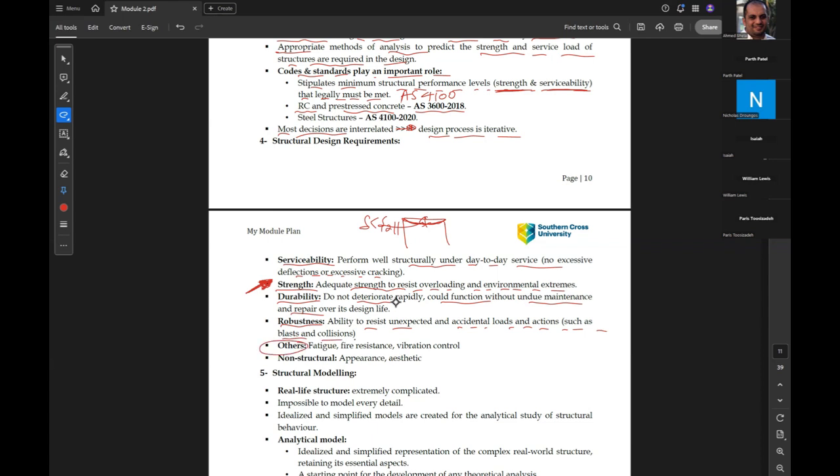Some other criteria we need to follow are fatigue, fire resistance, and vibration control in some structures. Non-structural criteria are the appearance and aesthetics of the building.